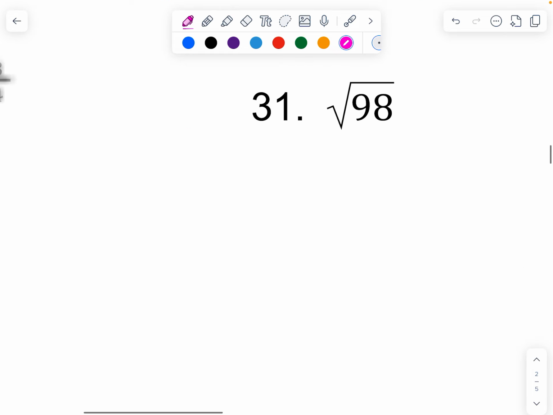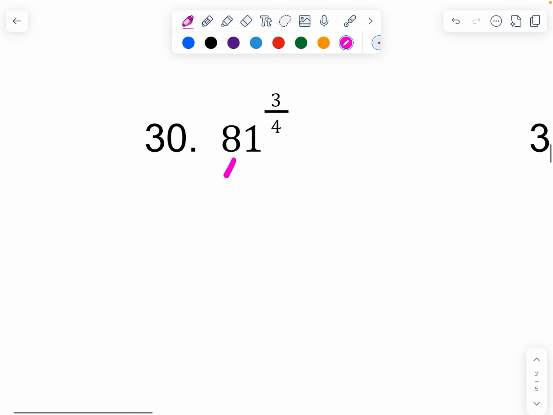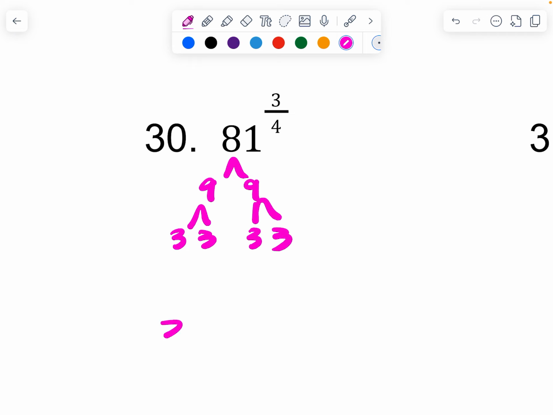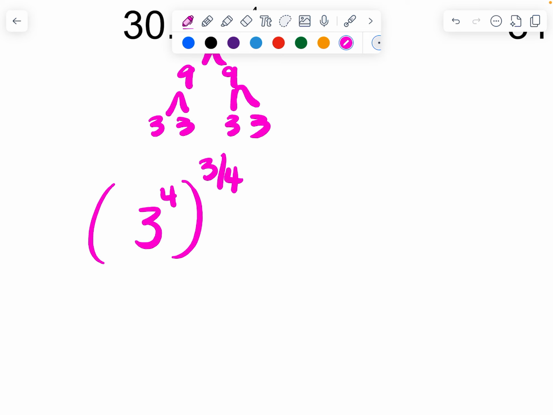Okay, next. This one. Oh, this is 9 times 9, 3 times 3, 3 times 3. So I have 3 to the 4th raised to the 3/4. When I multiply that, the 4's cancel out. I get 3 to the 3rd power, which is 27.